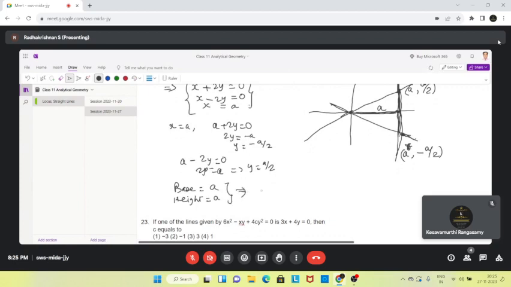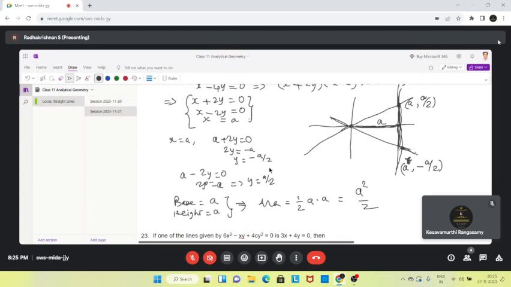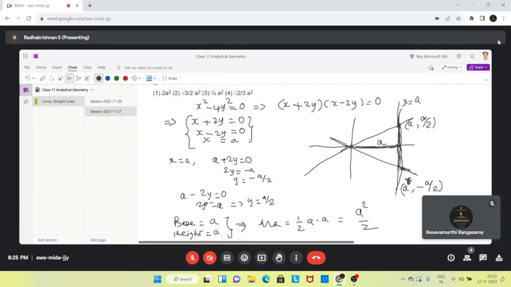So what is the area? Half into a into a. Half into base into height. a square by 2. So the answer is option number 3, half a square.